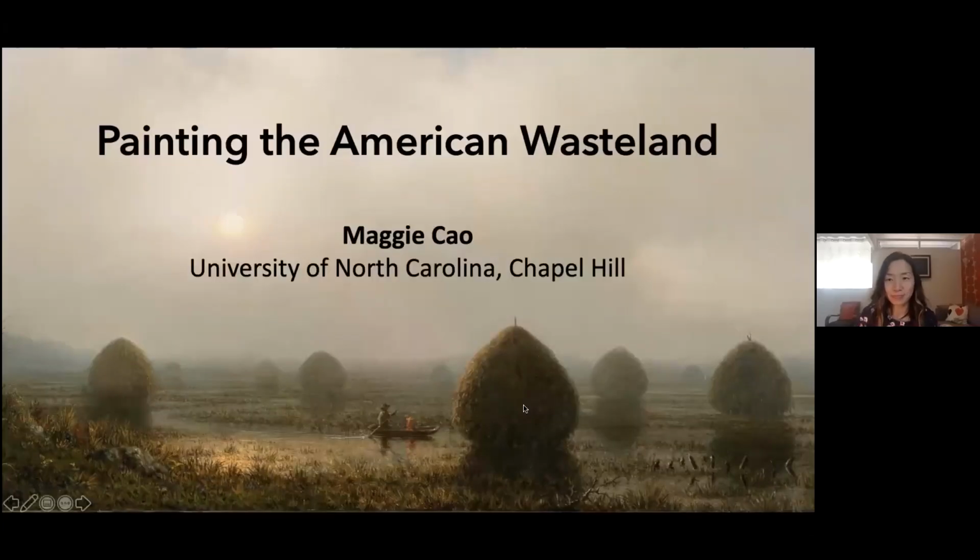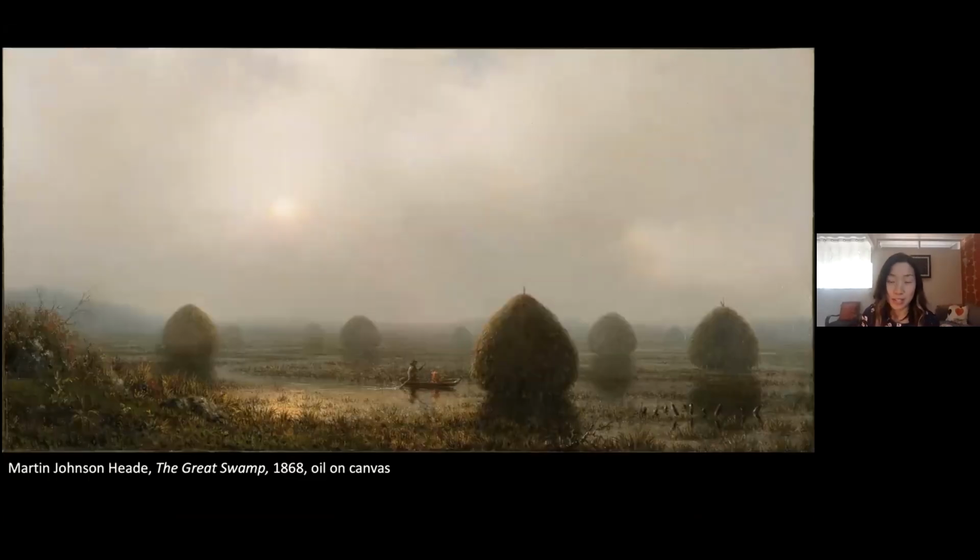Let me share my screen so that we can begin. This may not be the kind of landscape you'd readily label a wasteland. To our contemporary eyes, this probably looks quaint, idyllic, maybe like the wildlife refuge or conservation tract you'd find on an Audubon Society publication. But in 1868, when the American artist Martin Johnson Heade painted this work, The Great Swamp, it was a different story.